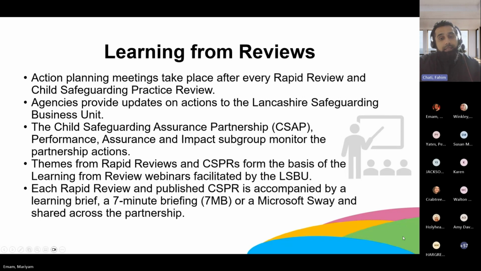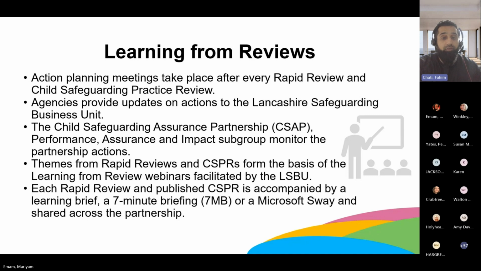Thank you. As the theme has been throughout, from information from the colleagues around CSPRs and rapid review, the primary thing is around learning and improvement and enhancing practice. With that in mind, following each rapid review and child safeguarding practice review, something that the business unit are central to is arranging action planning meetings. These are once again multi-agency action planning meetings where agencies will provide updates on actions that have been recognised from the rapid review as something that possibly needs improving.